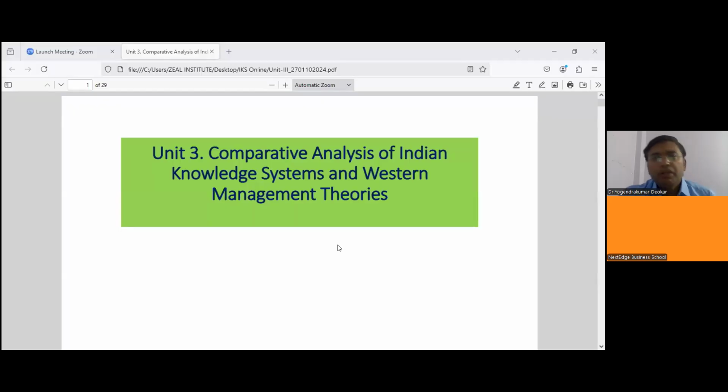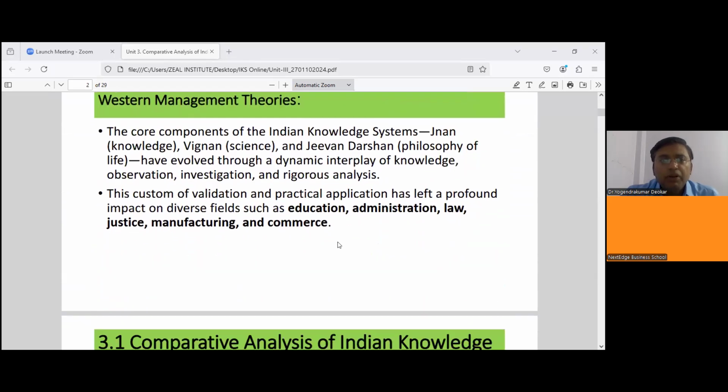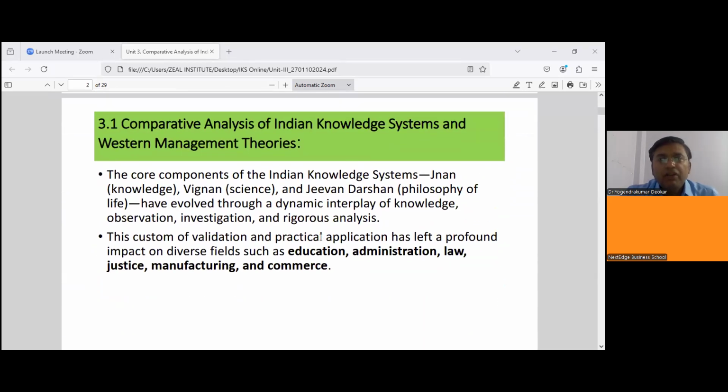In unit number 3, comparative analysis of the IKS with the Western management theory, that is WMT. In this particular unit, the significance of the IKS. See, in the post-independence period after 1947, it was very essential for us to understand the impact of more than 175 years of colonial regime on the Indian mindset or Indian culture and everything.